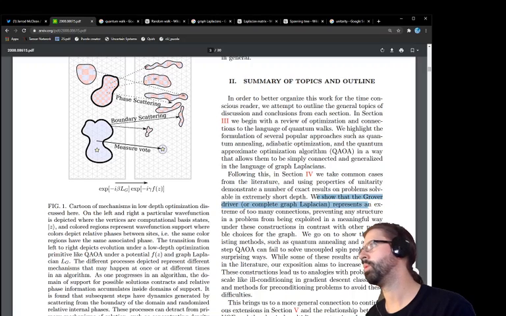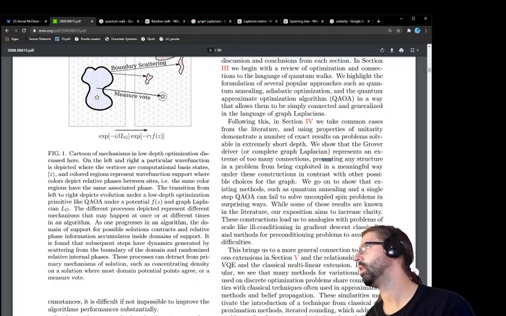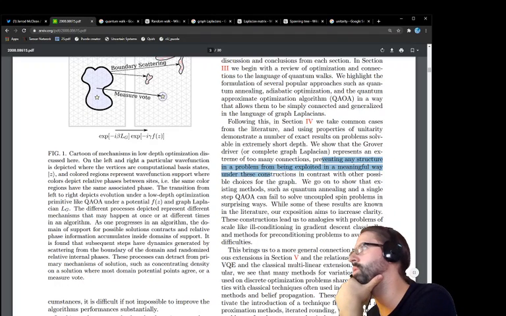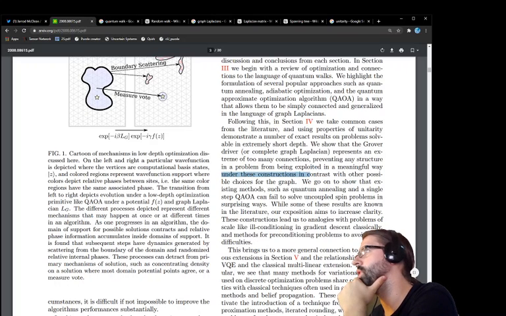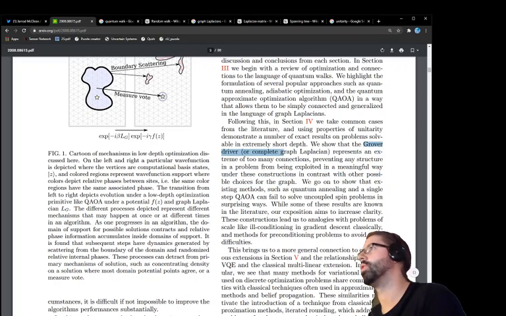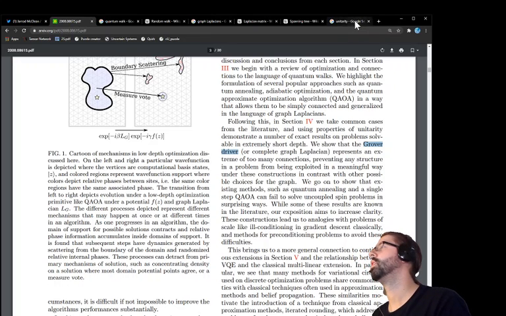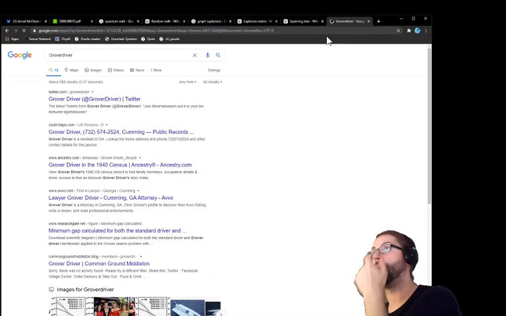We show that the Grover driver, or complete graph Laplacian, represents an extreme of too many connections, preventing any structure in a problem from being exploited in a meaningful way, and that this construction is in contrast with other possible choices for the graph. Okay, Grover driver. That is a fancy.